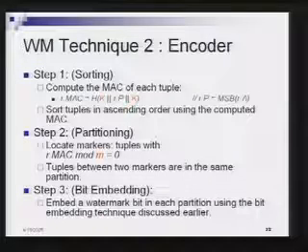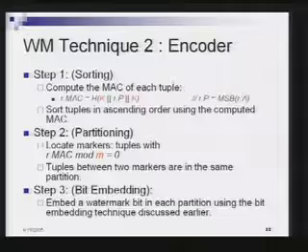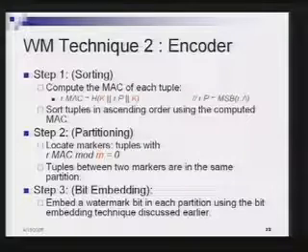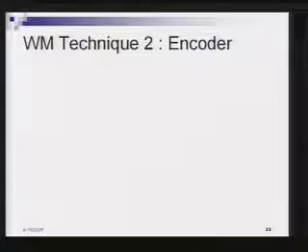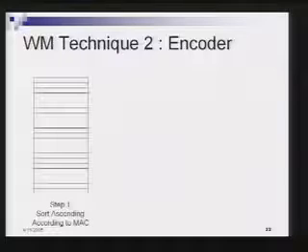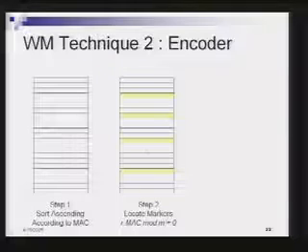How do we embed a bit in a list of numbers? We have partitioned them. It's a list of numbers. What do we do? We embed using the same technique that we described 2 slides ago. Make sense? So the first step is you sort in ascending order according to the MAC. It's a very simple slide, but maybe it will help. Then we locate the markers. How do we locate the markers? Is r.mac equal to 0.